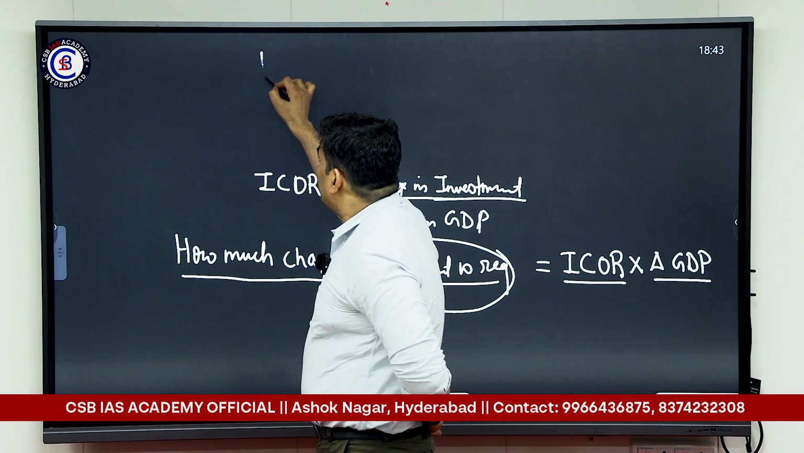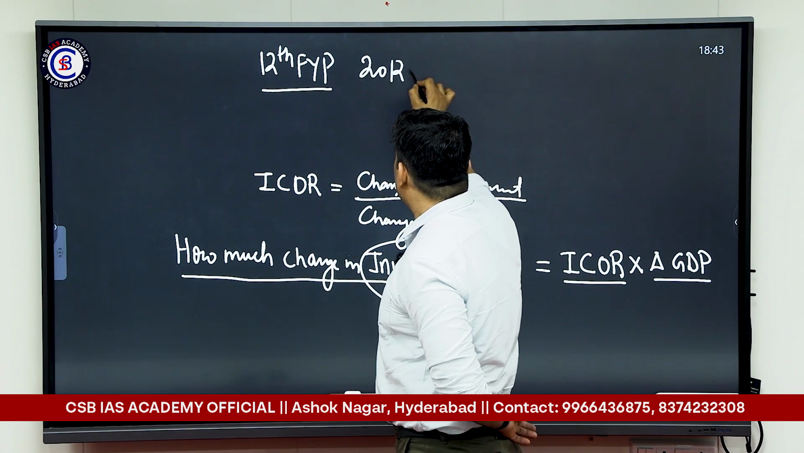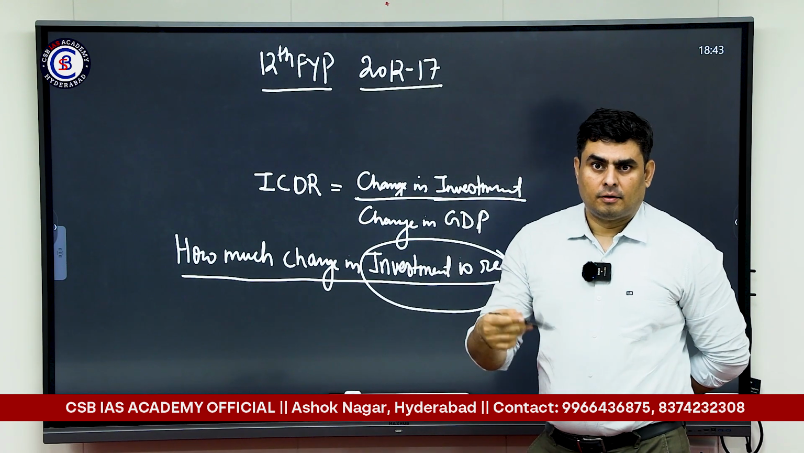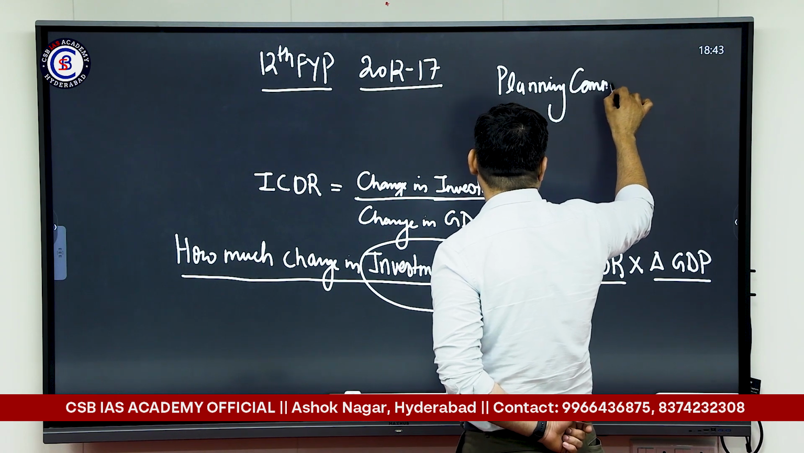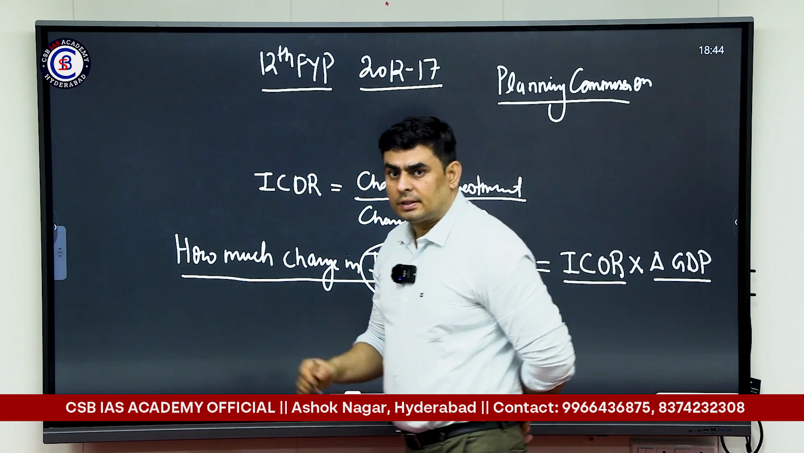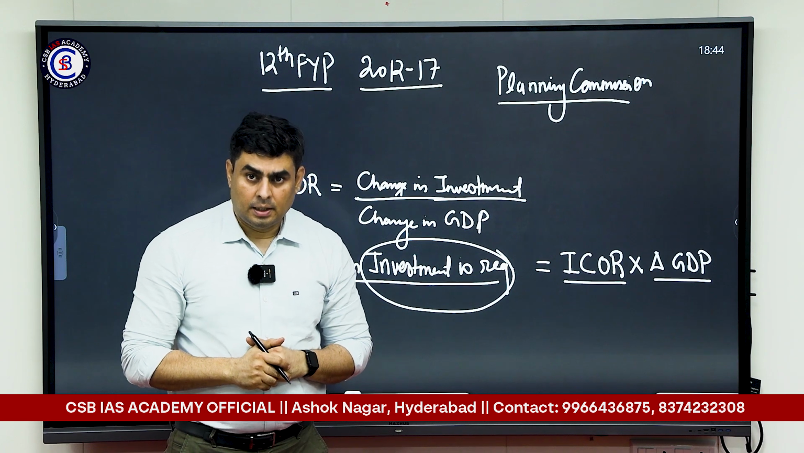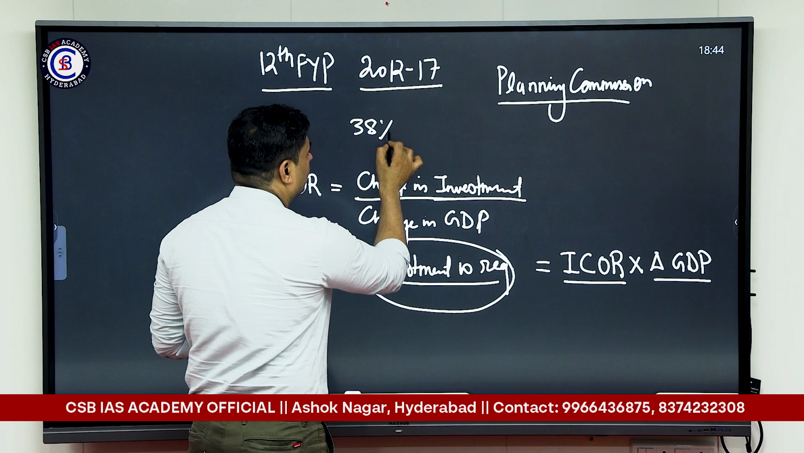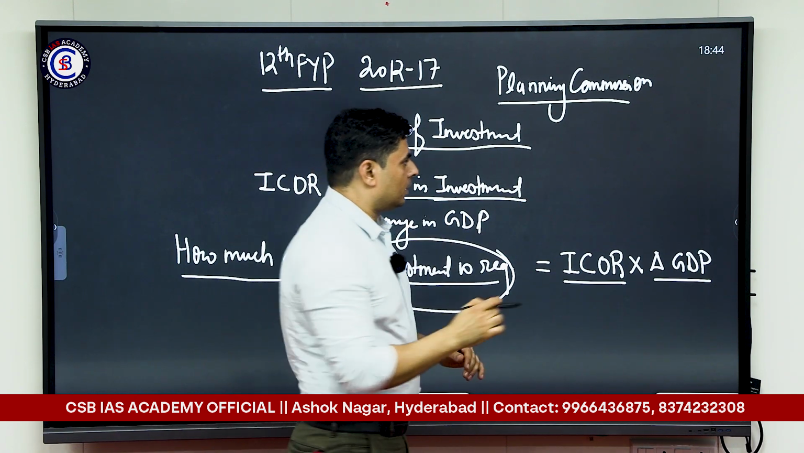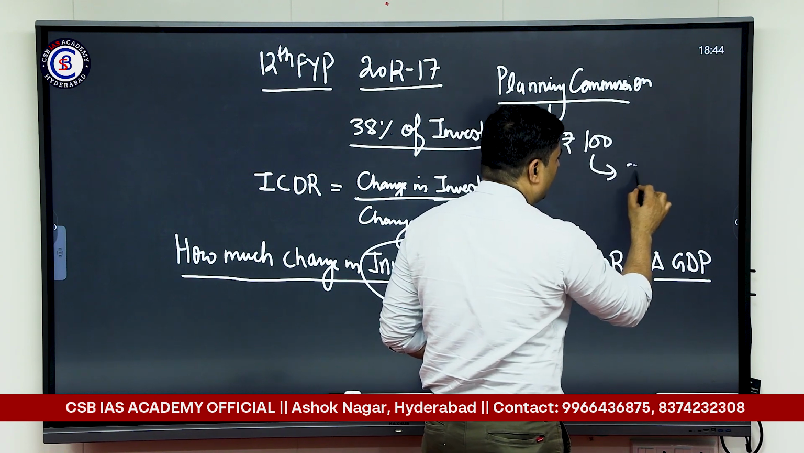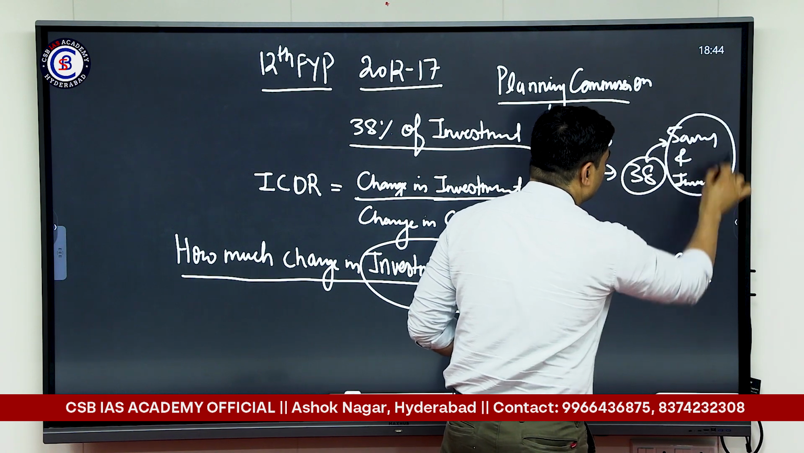For example, during the 12th Five Year Plan, which had the duration of 2012 to 2017, according to the Planning Commission of that time, we needed 38% investment. In very simple terms, if a person is earning 100 rupees, 38 rupees would go under saving and investment.